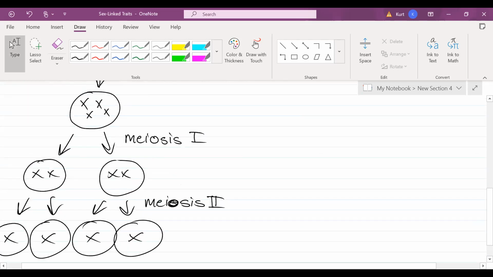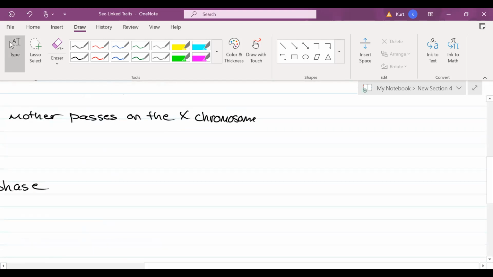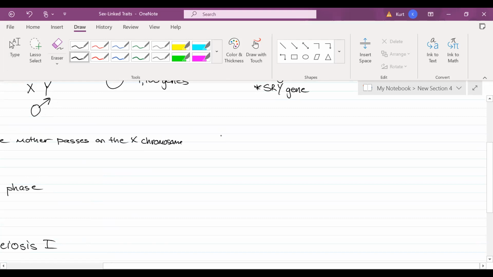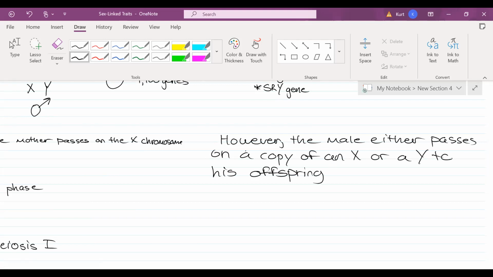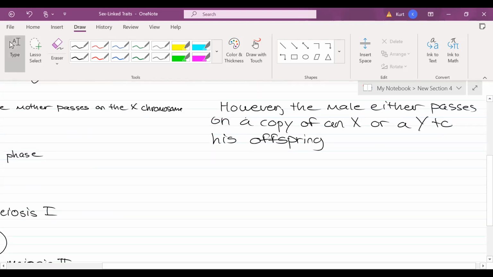But then we have the guys. Guys can be complicated. However, when it comes to males, the male either passes on a copy of an X or a Y to his offspring. Your father determines your gender. If you inherited your father's X chromosome, you're going to be his daughter. If you inherited your father's Y chromosome, you are going to be his son. Yes, Jet? It's always 50-50, right?